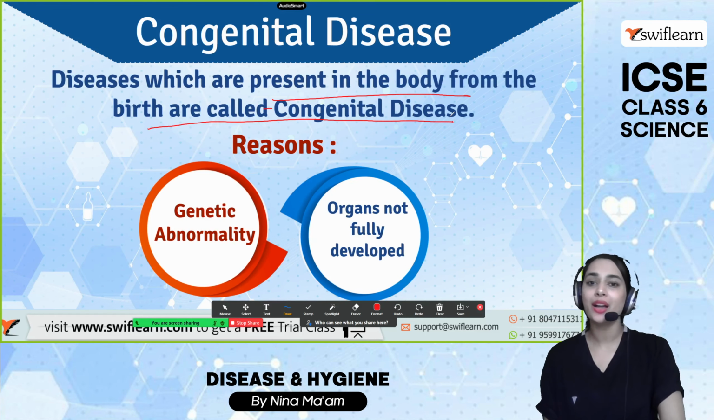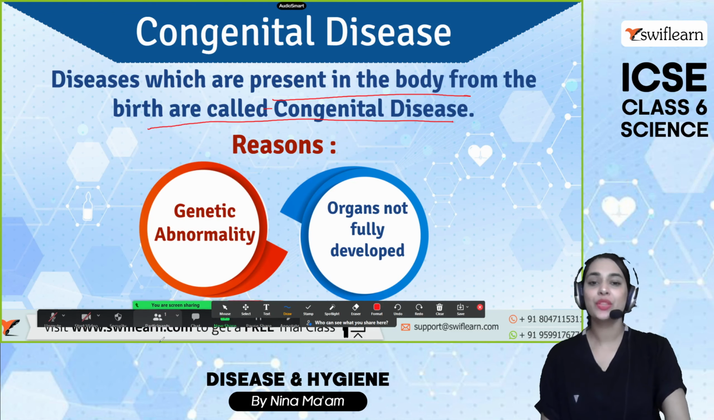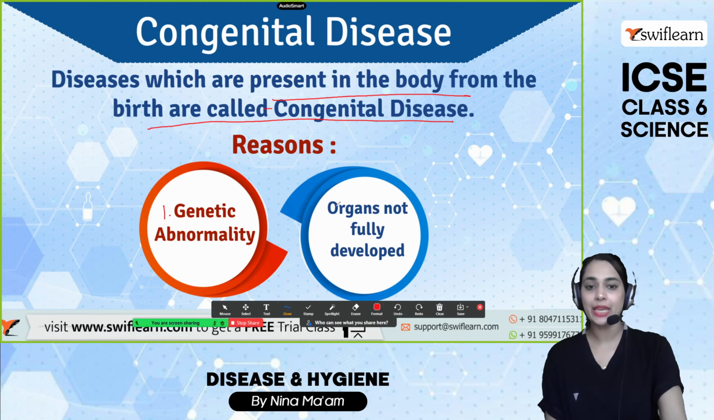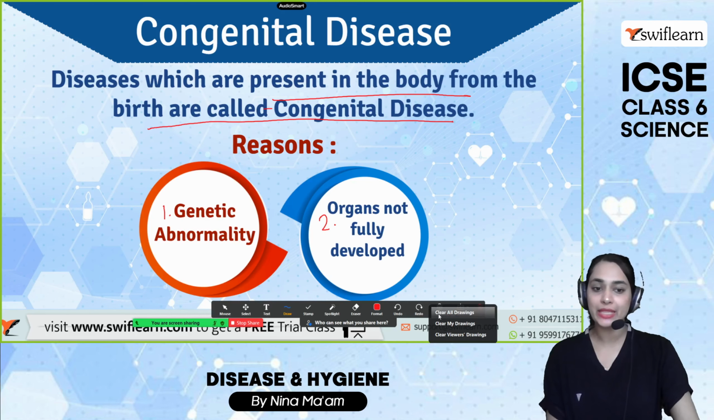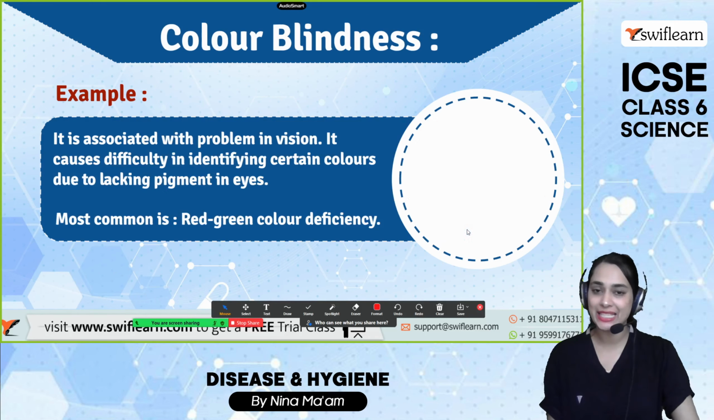Okay, so the heart disease is an example for the congenital diseases because it's there from the birth. The reasons for the congenital diseases are in two categories. The first one is genetic abnormality and the second one is organs not fully developed. So please take note of these two main reasons behind the congenital disease.